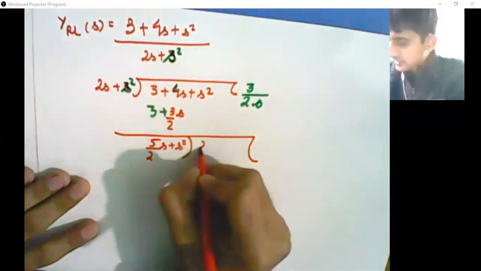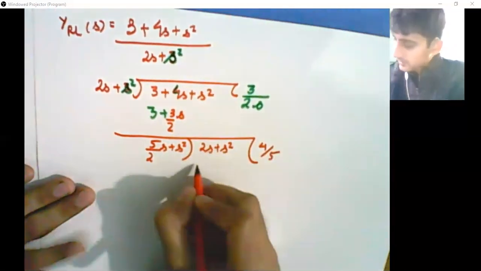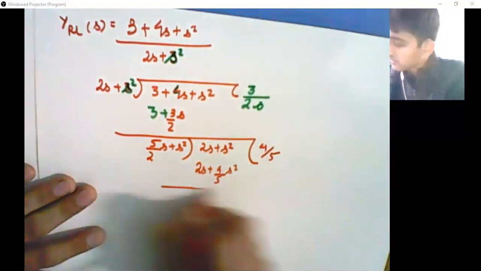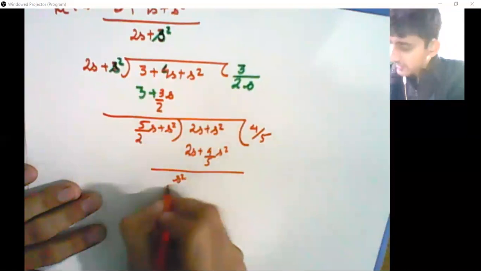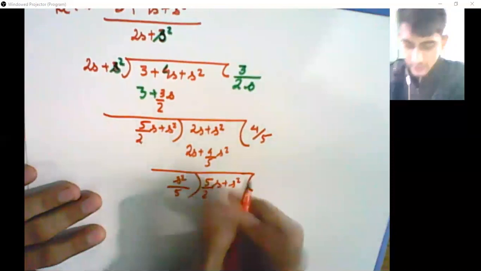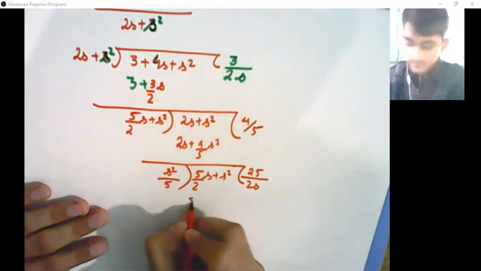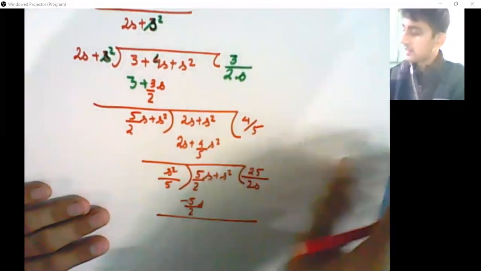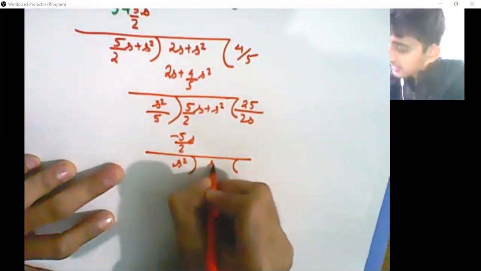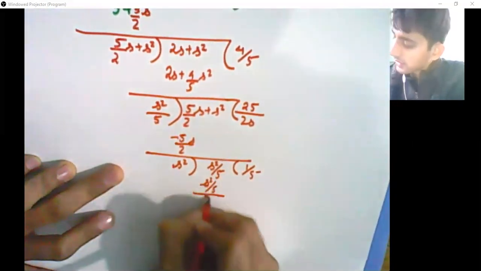Then this comes inside, 2S plus S square. Now you can write here 4 by 5. This will become 2S plus 4 by 5 of S square. When you will subtract it, you will be left with S square by 5. Then you will divide 5 by 2S plus S square. You will have 25 by 2S. This will be 5 by 2S. It will get cancelled. Anyways, you are left with S square, and you have to divide again an S square by 5. So 1 by 5 you take as quotient, and you are left with nothing.